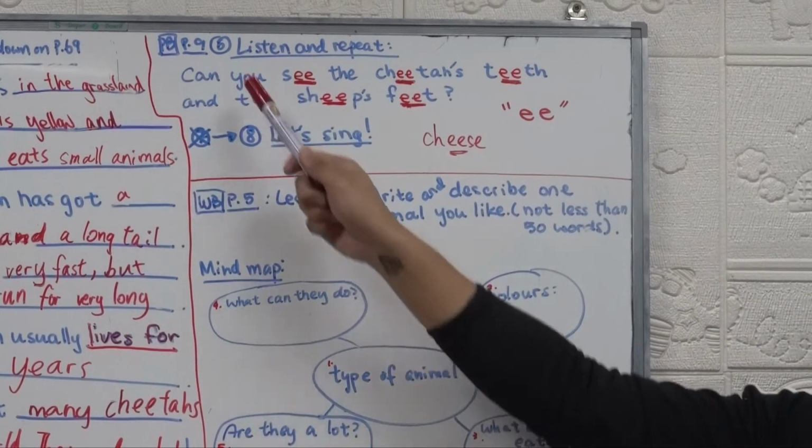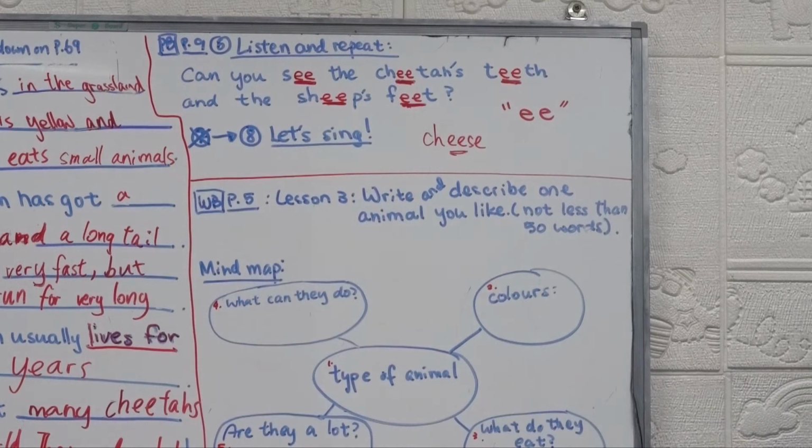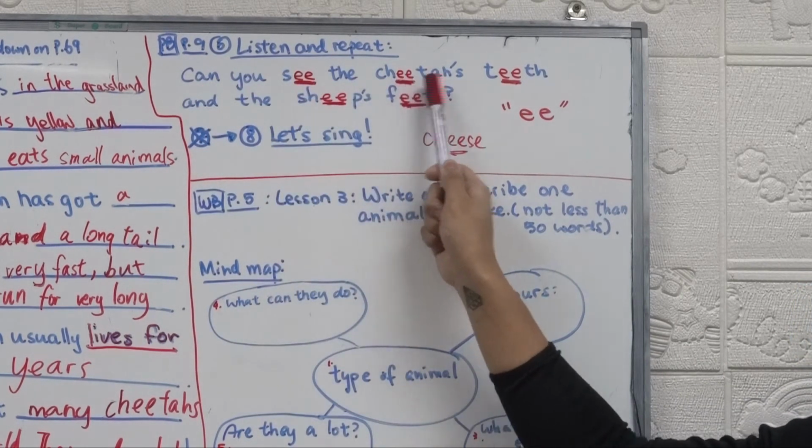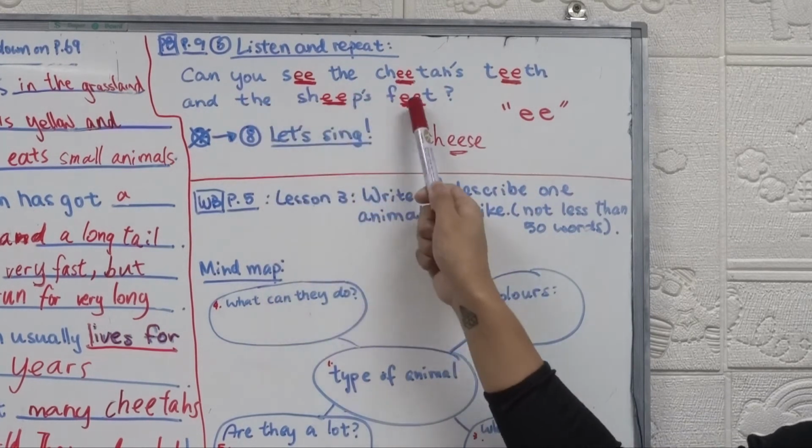Exercise 6, page 9. Listen and repeat. Can you see the cheetah's teeth and the sheep's feet?